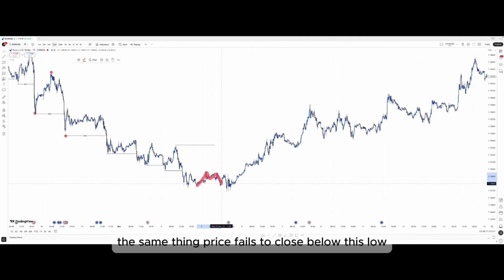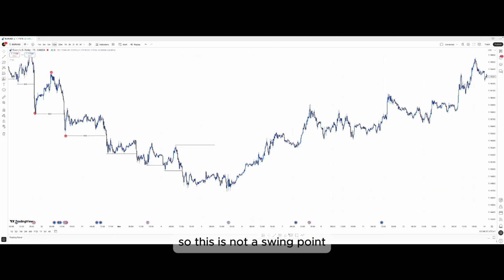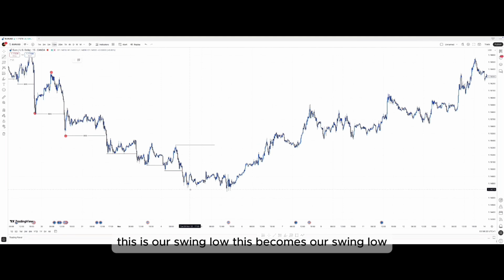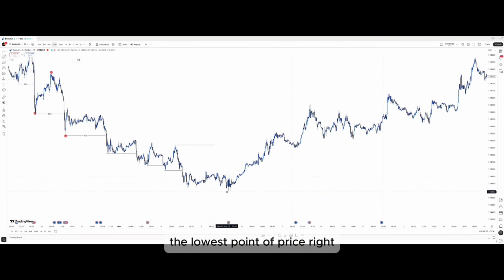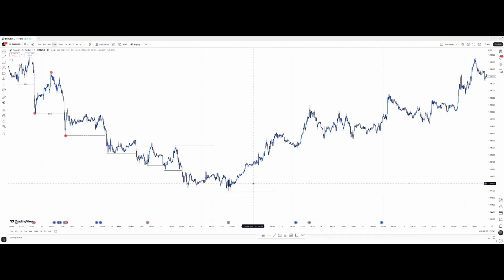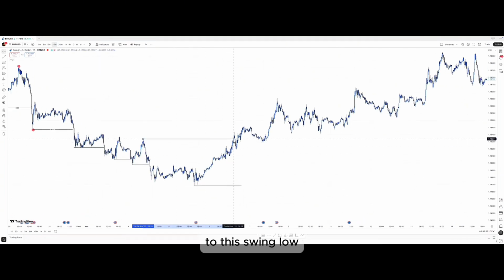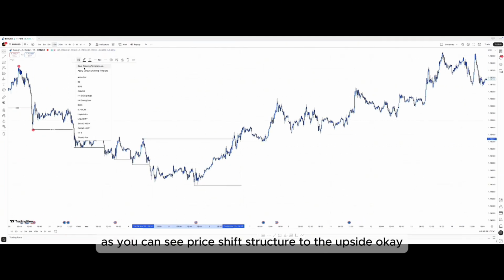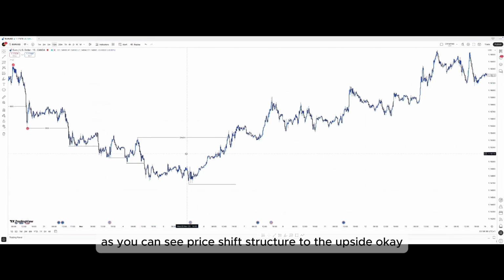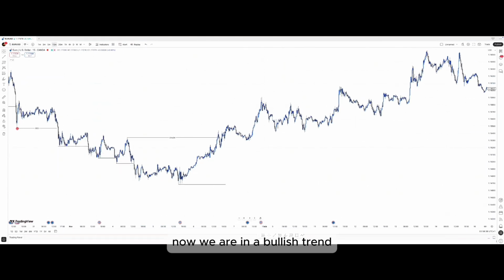The same thing, price fails to close below this low, so this is not a swing point. This is our swing low, the lowest point of price, right? So our trading range is from this swing high to this swing low. As you can see, price shifted structure to the upside. Okay, now we are in a bullish trend.